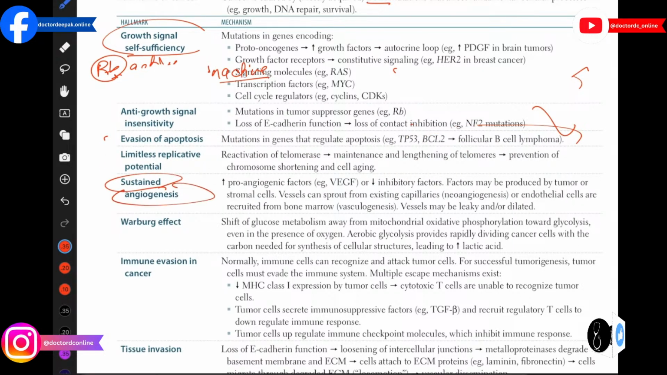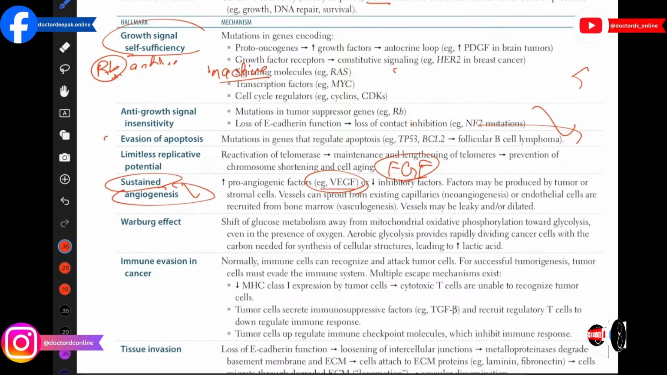Next is sustained angiogenesis. Cancer cells also want nutrition and oxygen for survival, so they make new blood vessels, and that process is called angiogenesis. The responsible factors are VEGF and FGF, the fibroblast growth factor. Both are important for angiogenesis, so new blood vessels will form, and cancer cells will take their happy meals like nutrition, oxygen, and whatever they want.